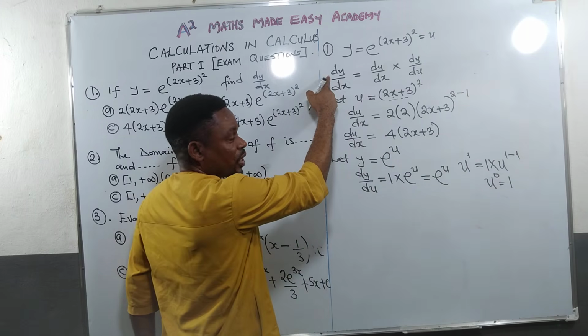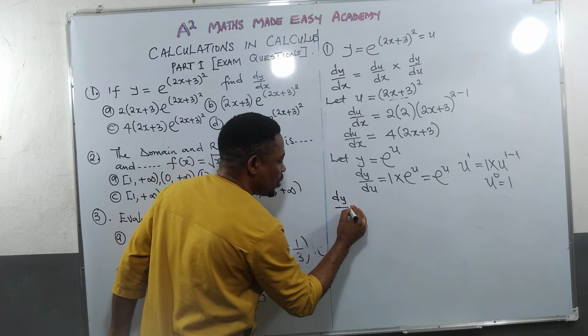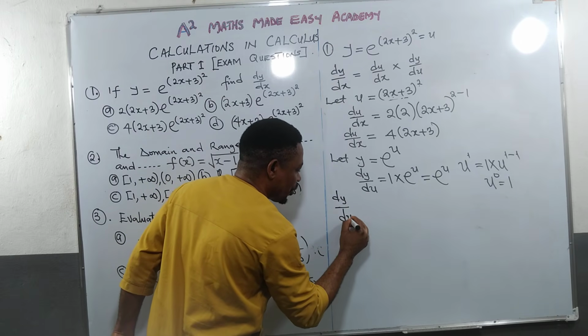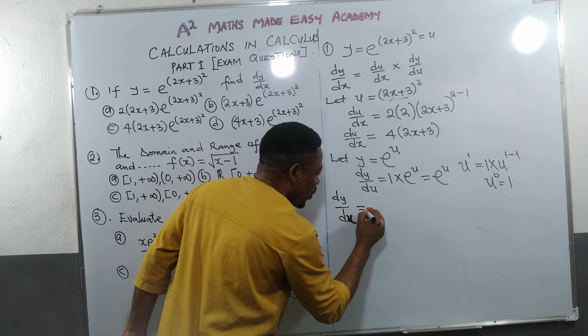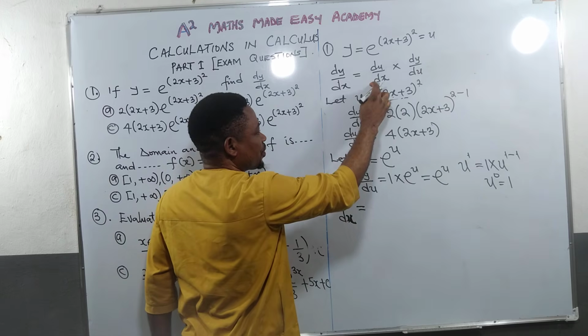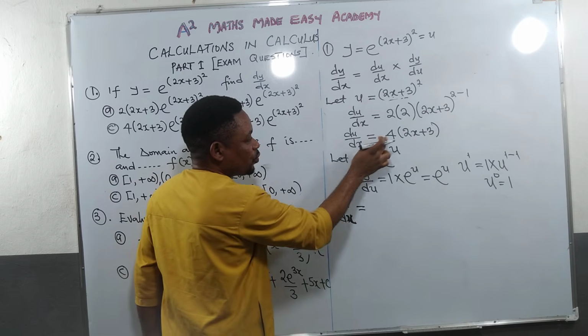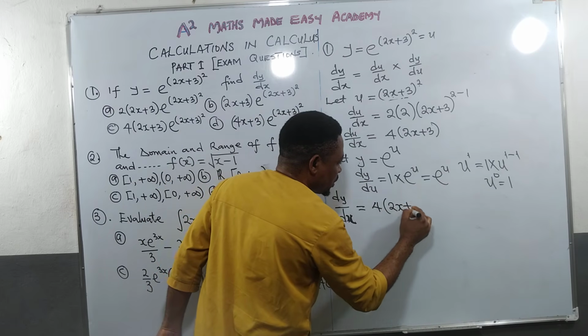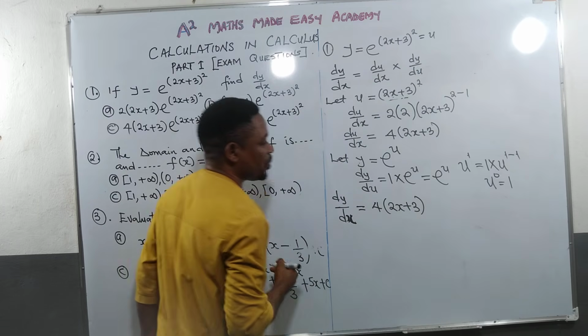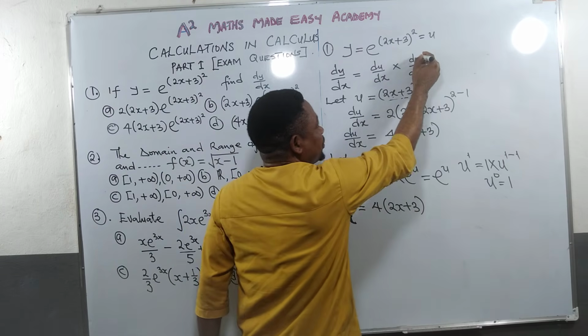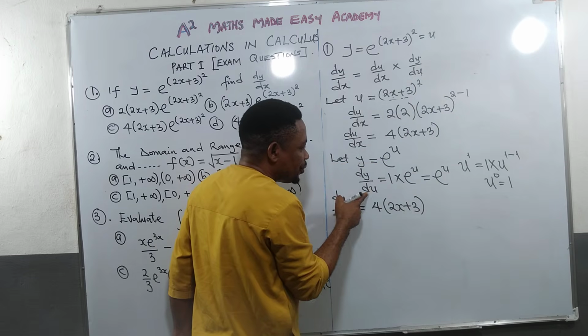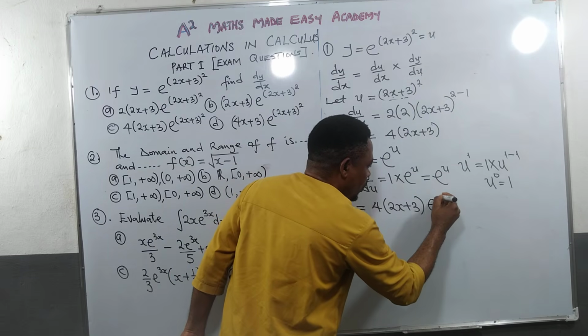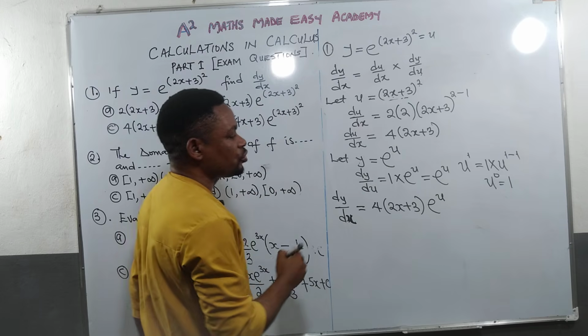Let's go back to the formula. So the formula is what? Dy over dx is now equal to dy du times du dx. Now look at it, we have solved it. Du dx, what is the result? The result is 4 bracket 2 what? X. Then plus what? 3. Close the bracket. Then followed by dy du. Look at it, dy du, what is the result? Exponential what? U.